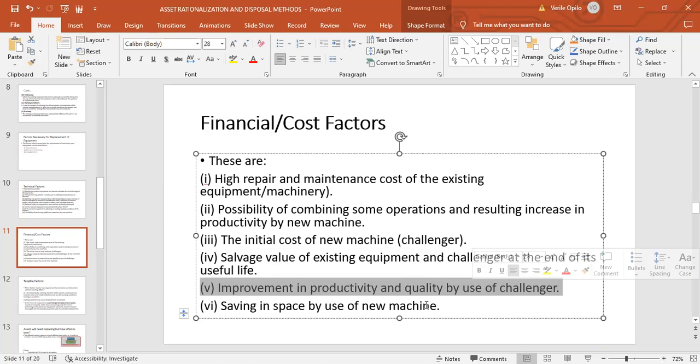Because at the end of the day, the newer asset is going to result in improved productivity and improved quality of the goods, which means that you can be able to attract customers, because customers usually want high quality products. And if it's able to improve productivity, you're producing more units. If you're producing more units, then you can be able to sell more. And if you're able to sell more, that means the sales revenue of the business is going to increase. So if sales revenue increases, what happens?